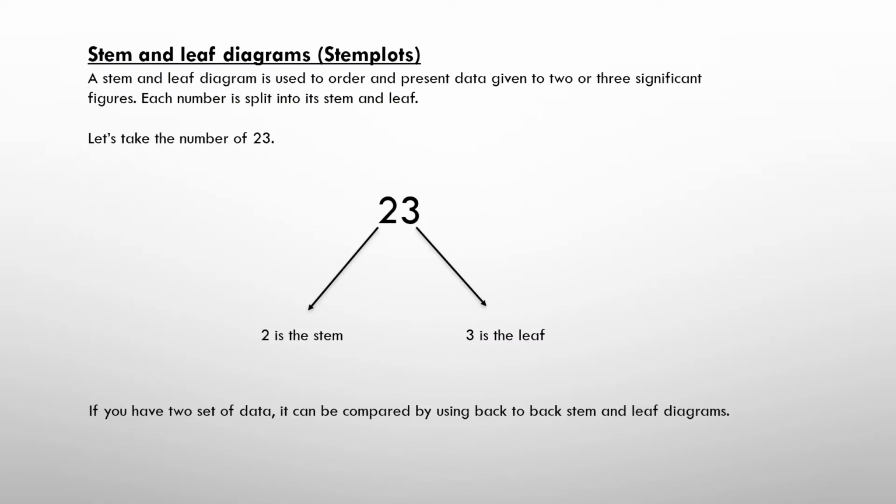Stem and leaf diagram, or we call it stem plot. A stem and leaf diagram is used to order and present the data given to 2 or 3 significant figures. So each number is split into its stem and leaf. Let's see the example of 23. The front digit, 2, will be the stem. The digit behind will be the leaf, so 3 will be the leaf. If you have 2 sets of data, they can be compared by using a back-to-back stem and leaf diagram. I will show you the back-to-back stem and leaf diagram later.